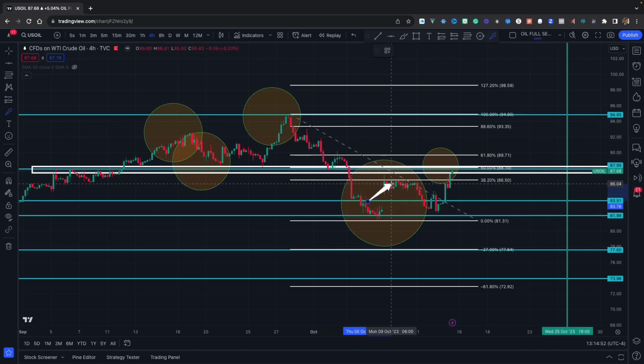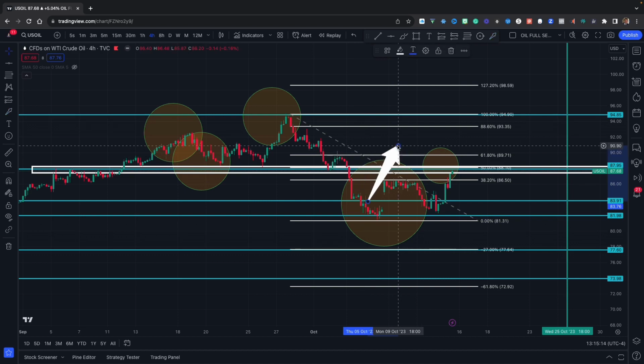Okay, as evident right here, the 38 rejected here for quite a while, and then we had a nice drop. Now we're at the 50. So we kind of have to wait to see what is going to happen here. Do we get rejection at the 61.8? Absolutely. We saw it right over here, right? Do we get rejection at the 88? Absolutely.